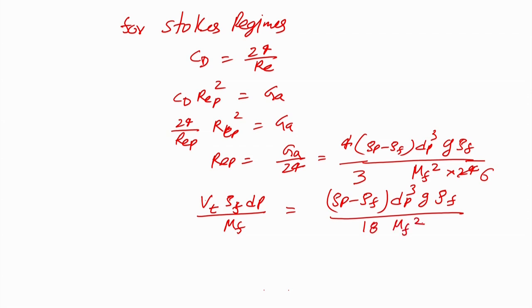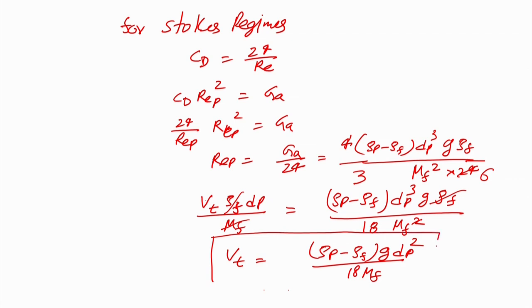Now, to find the vt, I will cancel this mu and mu, and this rho of fluid and rho of fluid will cancel out, and this dp will become dp square. So, vt will be equal to what? It will be rho p minus rho f into g into dp square upon 18 mu f. So, this will be the terminal velocity in the case of the Stokes regime.